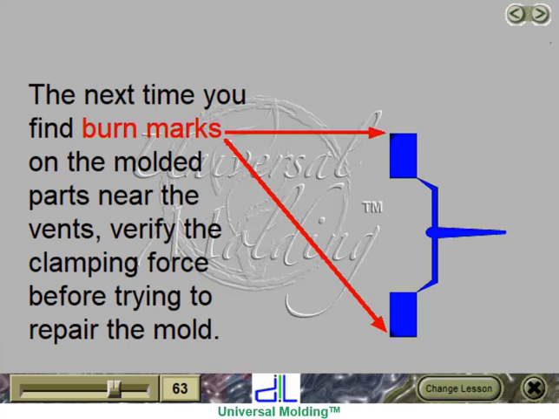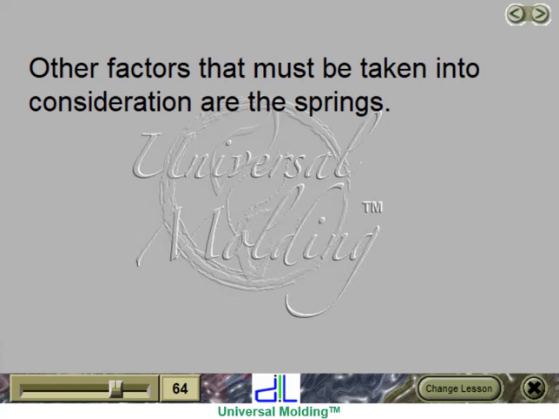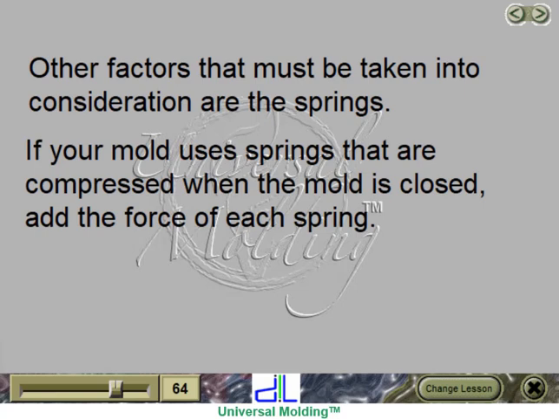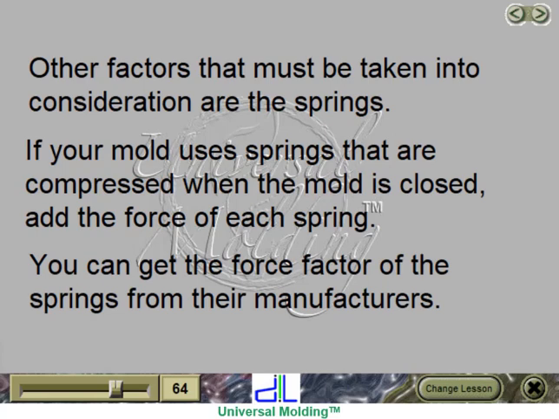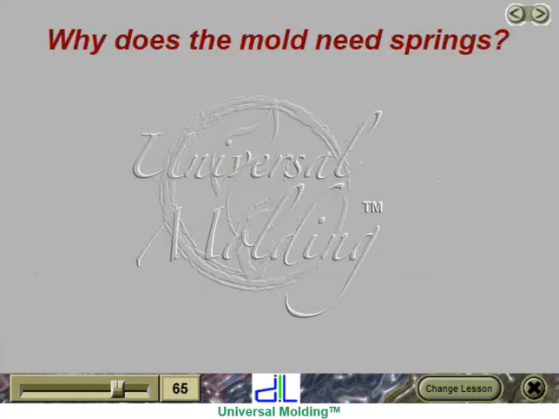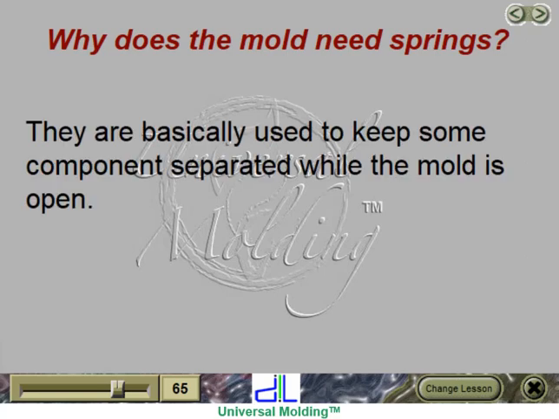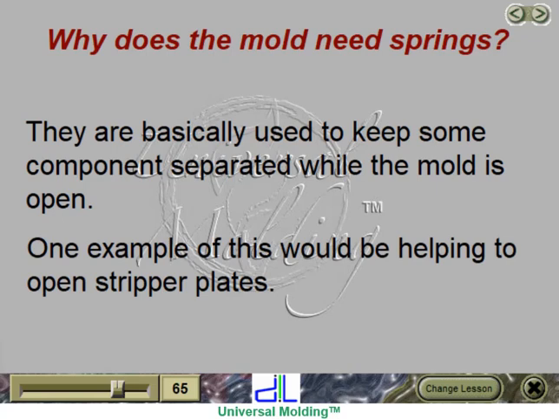to repair the mold. Other factors that must be taken into consideration are the springs. If your mold uses springs that are compressed when the mold is closed, add the force of each spring. You can get the force factor of the springs from their manufacturers. Why does the mold need springs? They are basically used to keep some components separated while the mold is open. One example of this would be helping to open stripper plates.